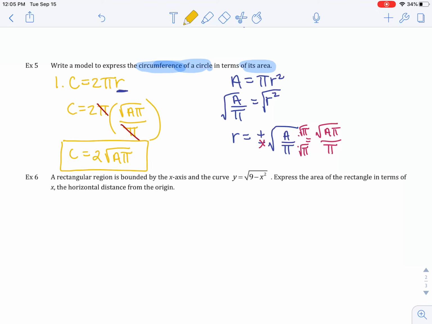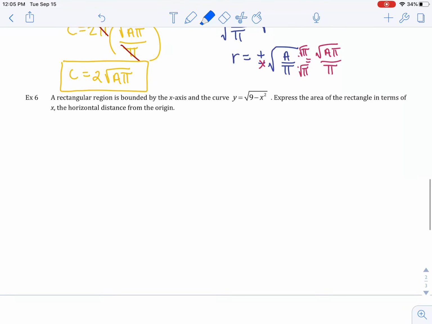Okay. Challenge. Maybe try reversing it. So express the area of a circle in terms of circumference. Does it change? Okay. All right. Example 6, guys. Put a star around this one.